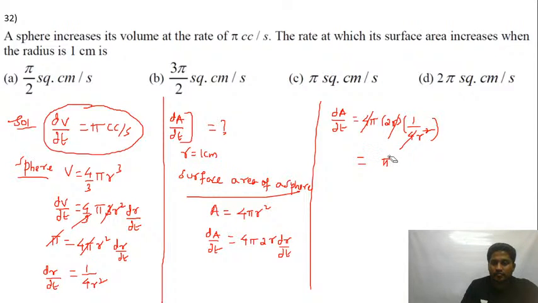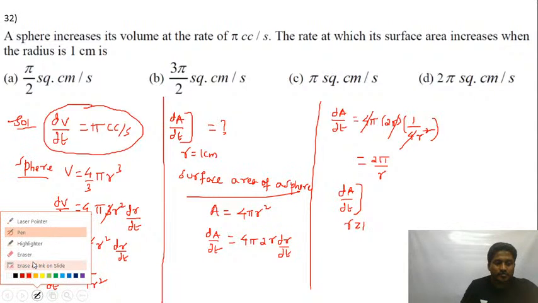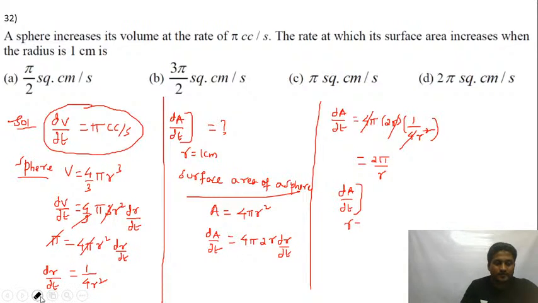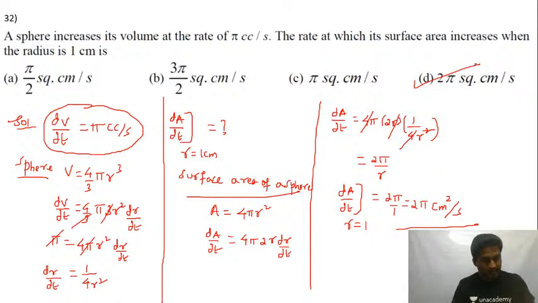Yes, you will get this is 2 pi. In the numerator, 2 pi upon r. Right, yes, Raju. dA by dt when the radius is equal to 1. So if I substitute radius is equal to 1, you get 2 pi upon 1, which is equal to 2 pi. Right, area, so it should be centimeter square per second. Answer is option D. Yes, right.